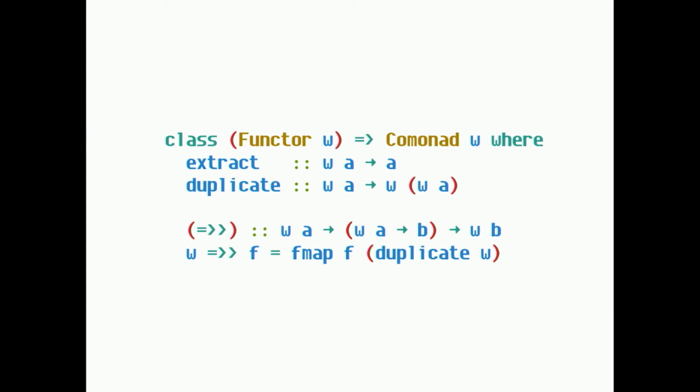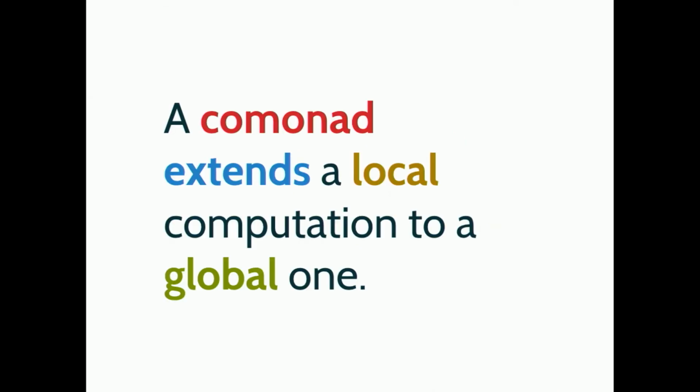And just like where we defined a monad in terms of return and bind, usually we define comonads in terms of extract and cobind, which is that equal greater than thing. And that's the dual of the flat map operator. And that's implementable in terms of fmap and duplicate. OK, great. So why is a comonad useful? Well, it extends a local computation to a global one.